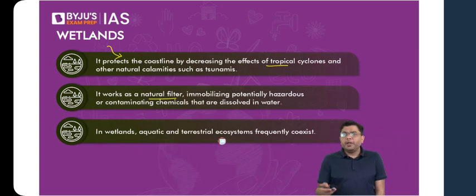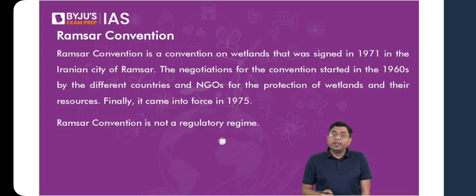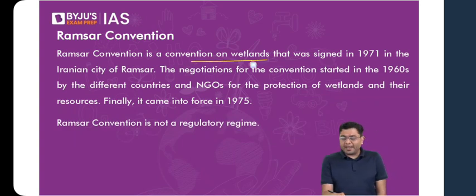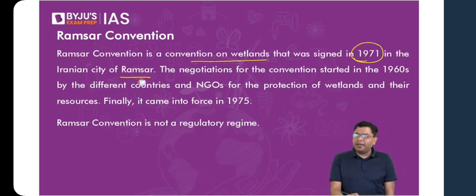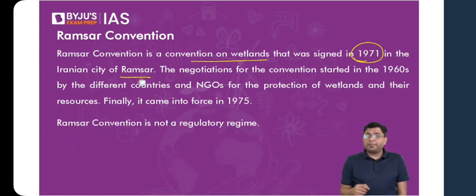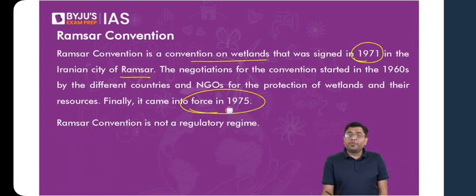So this Ramsar Convention is actually a convention on wetlands that was signed in 1971 in the Iranian city of Ramsar. The negotiation had started in the 60s itself, and various different countries, civil society organizations, NGOs, all of them participated in that conference for the conservation and protection of wetlands. Finally, it came into force in 1975. It is not a regulatory regime. This is something which you have to keep in mind for your prelims.